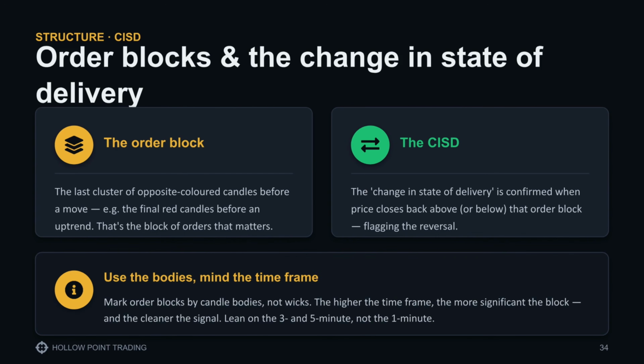When analyzing structure, watch for the order block, the final cluster of opposite-colored candles before a move. The change in state of delivery, or CISD, is confirmed when price closes back through that block. Always mark these blocks by candle bodies and prioritize higher time frames for cleaner signals.